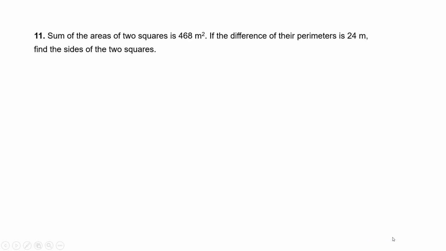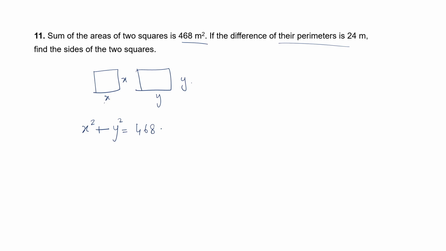Okay. So the last question: the sum of areas of two squares is this one. If the difference of the perimeters is this one, then what are the sides of the two squares? So two squares are there. Suppose I take the side of this as x and the side of this as y. Sum of areas: the first area is x square, the second area is y square, equal to 468. The perimeter difference is 4x minus 4y equal to 24. Both equations are given.